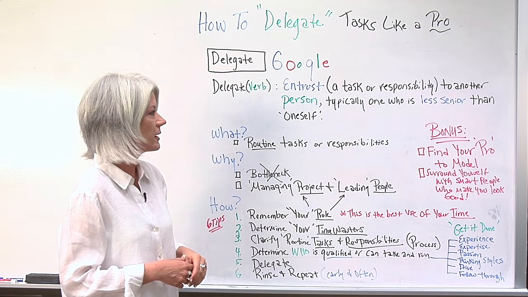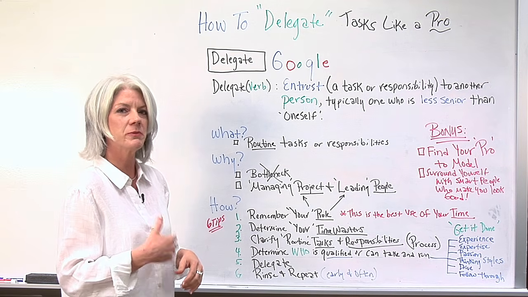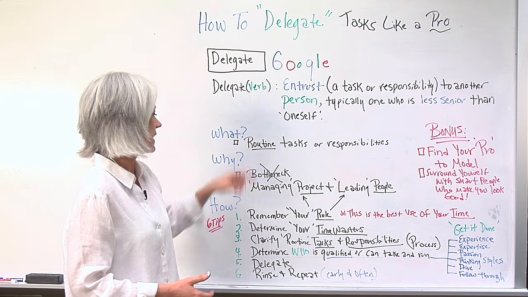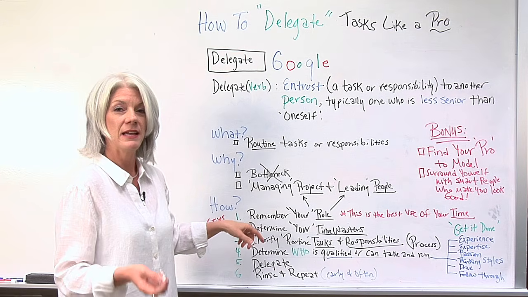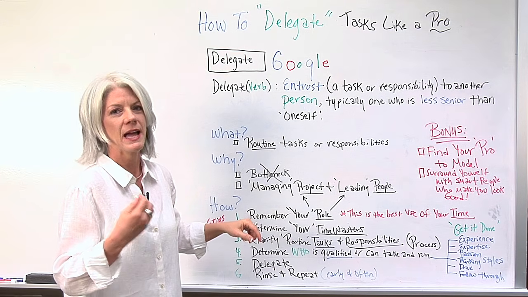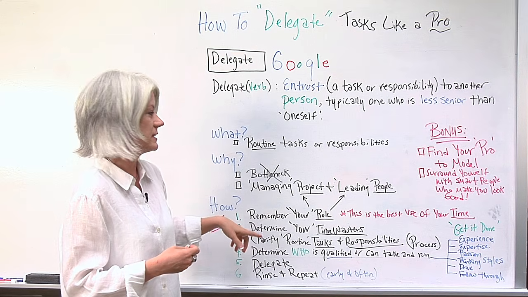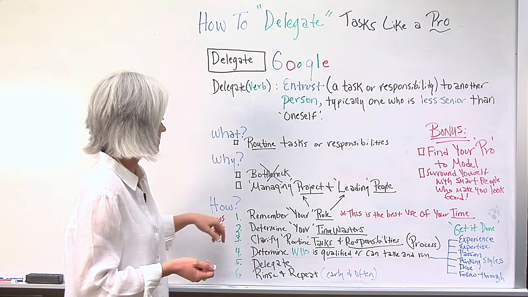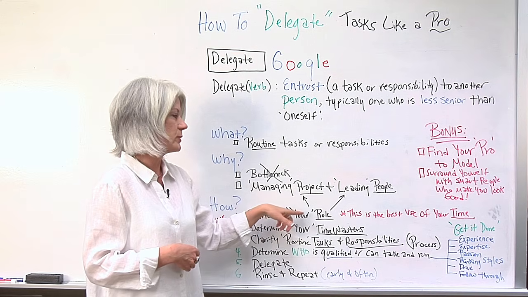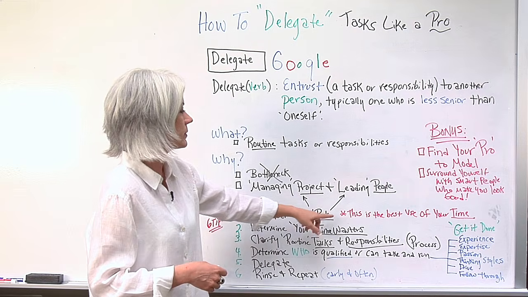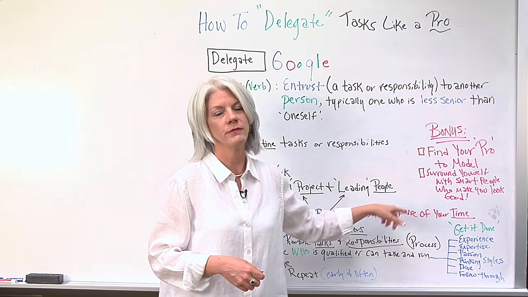And so how do we do this? So what are the steps? What are my 6 tips to delegate like a pro? What have I learned from my models, and what have I experienced, and with many lessons learned along the way? So number 1, remember your role. Remember, this is the best use of your time.